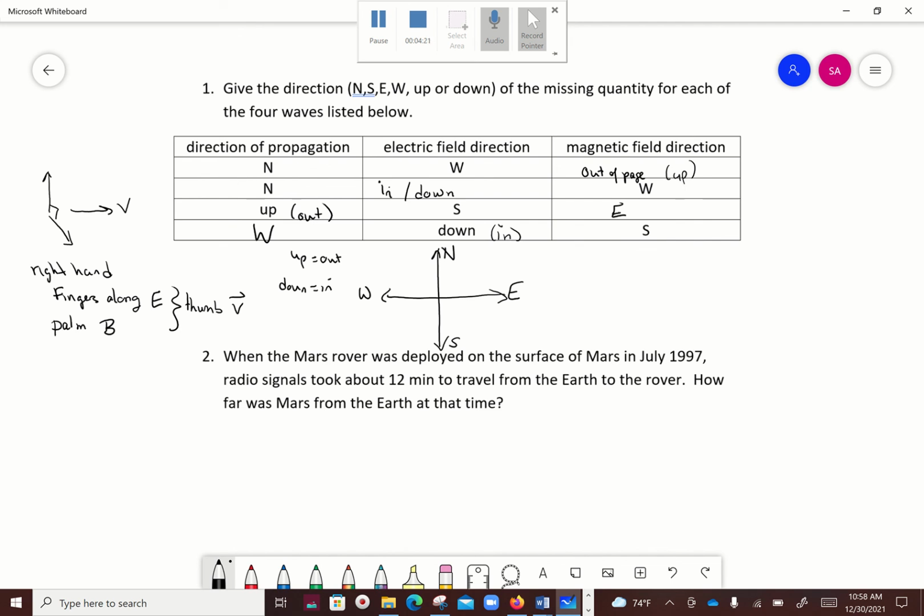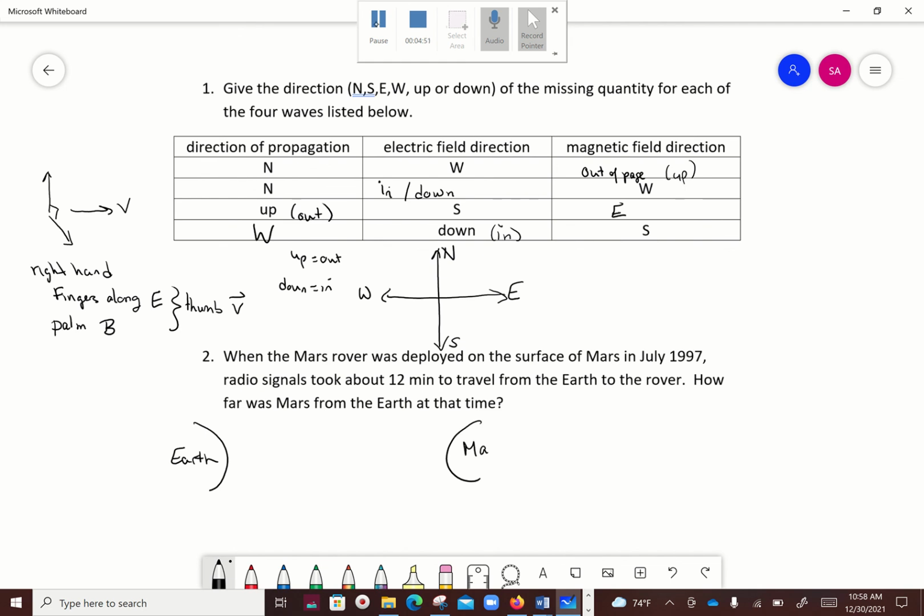All right, next question. We have the Mars rover, which was on Mars from July of 1997. The radio signals took about 6 minutes to travel. Sorry, I was interpreting that incorrectly. All right, so it took 12 minutes to go from Earth to the rover. So I want to know how far apart were the Earth and Mars at that time. Sorry, I'm a little bit tongue-tied here.